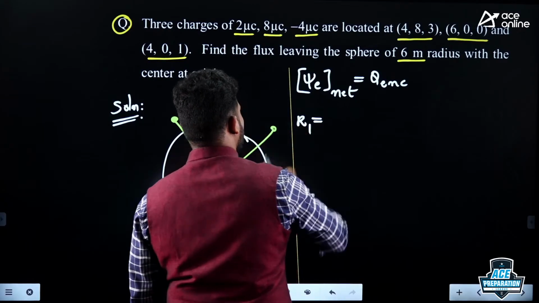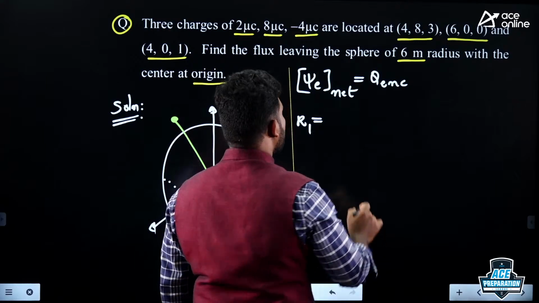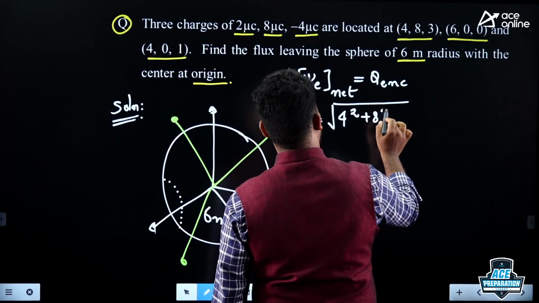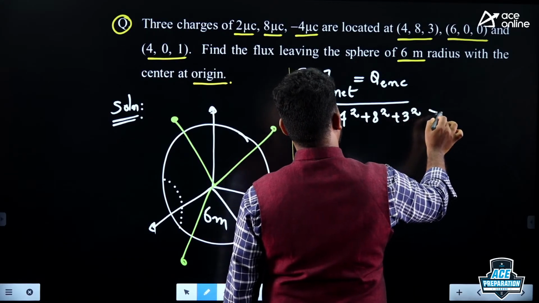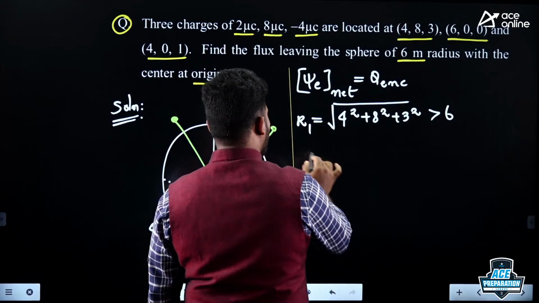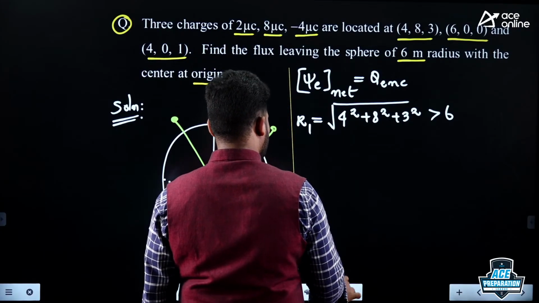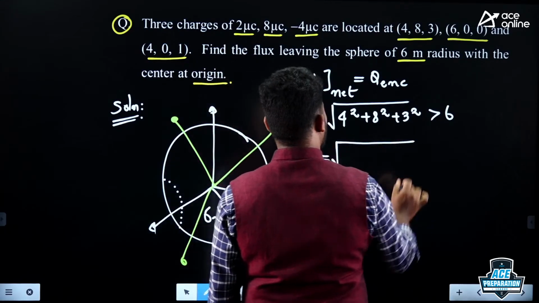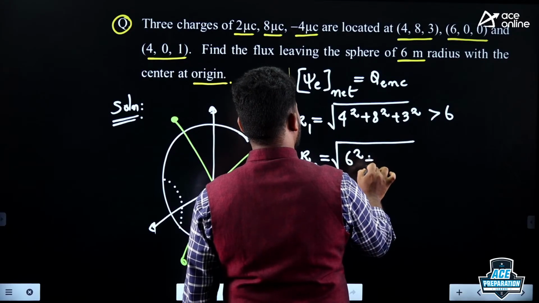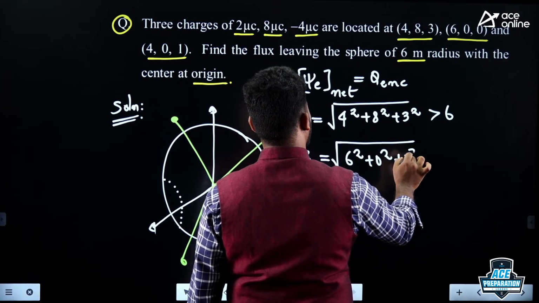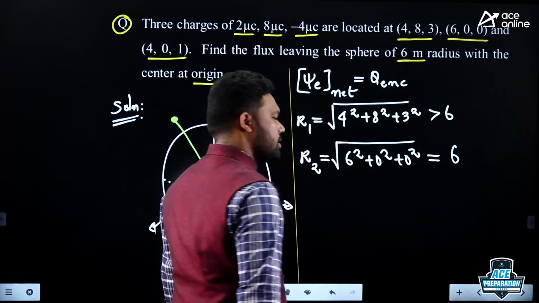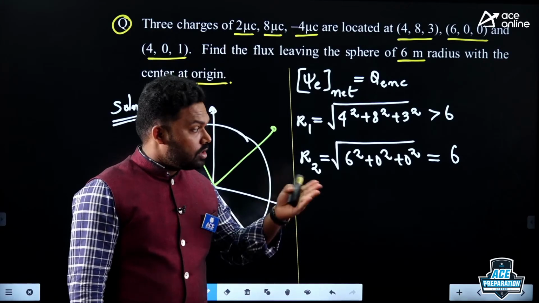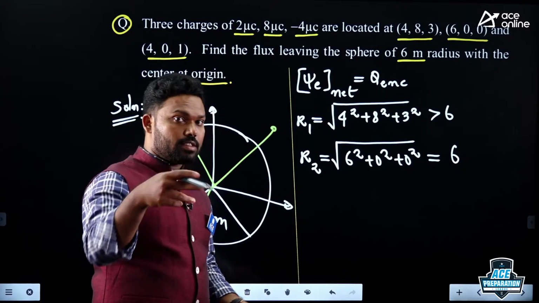What is the location of the first charge with respect to the origin? Square root of 4 square plus 8 square plus 3 square, it is greater than 6. What is the location of the second charge? R2 is equal to square root of 6 square plus 0 square plus 0 square, which is equal to 6. In the previous questions, you were getting either greater than 6 or less than 6. Now it is equal to 6. That means the charge is on the surface. Then what should I do?